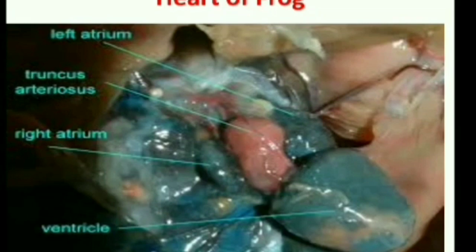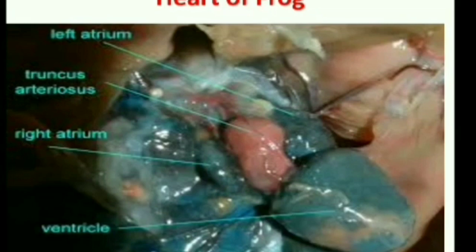So being an amphibian, the heart of frog contains three true chambers and two accessory chambers. Three true chambers, I am telling you again, are two atria and one ventricle, and two accessory chambers are Truncus Arteriosus, visible in the picture as it is the ventral view of the heart, and another one, Sinus Venosus, present on the dorsal side.